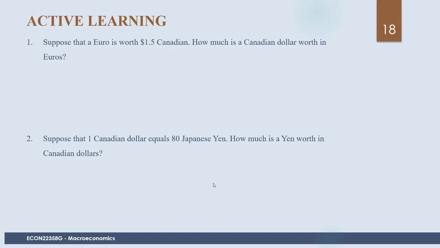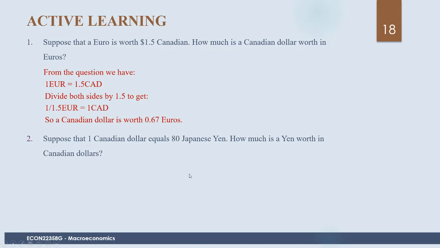Okay, I'm back. So the answer to this question is as follows. In the question, we're told that 1 euro is equal to 1.5 Canadian dollars. And we're interested in what 1 Canadian dollar is worth in euros. So we want to divide both sides by 1.5. When we do that, we get 1 divided by 1.5 euros is equal to 1 Canadian dollar. And when we work out this fraction, we get 0.67.